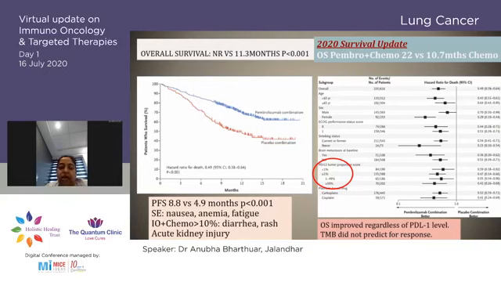And the toxicity of pembro plus chemotherapy was as expected. The one thing that the authors wanted to point out, that there was an increased number of patients in the pembro plus chemo arm who discontinued the chemotherapy.